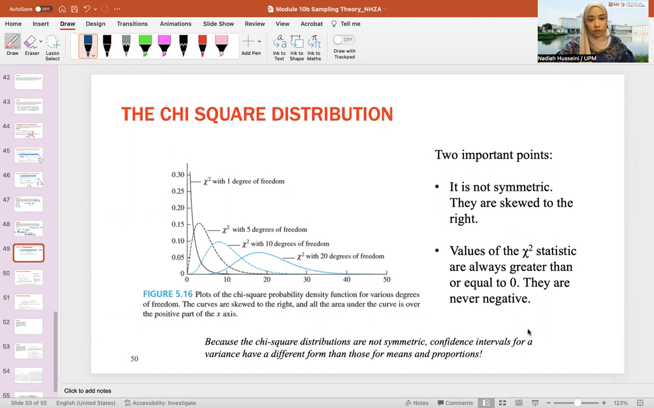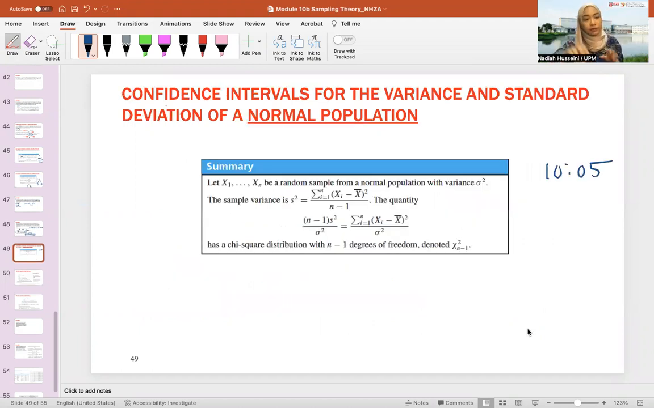So now we're going to talk about the confidence interval for variance and standard deviation. This is the last part for module number 10. Hooray. Let x1 up to xn be a random sample from a normal population with variance given. The sample variance is s squared, and this is the equation. The quantity, so this is your equation, and they rearrange this equation.